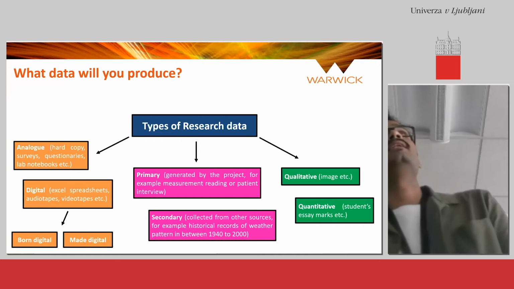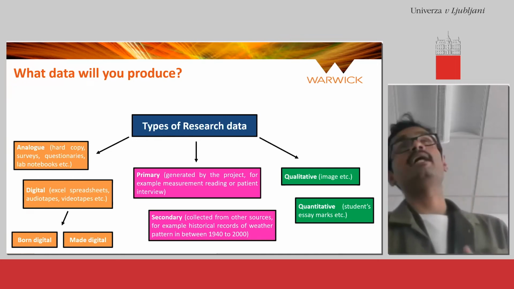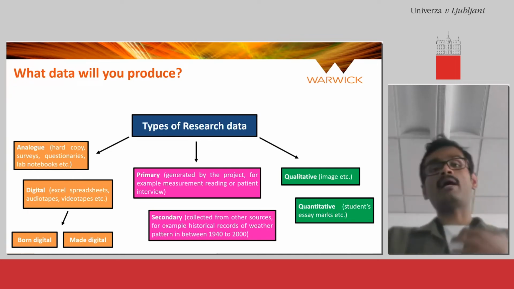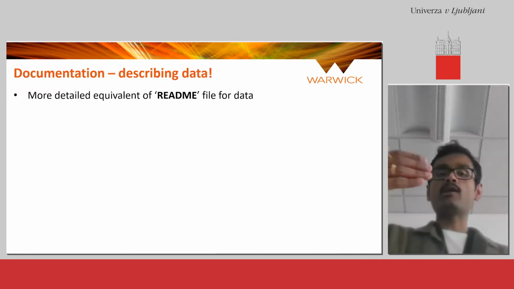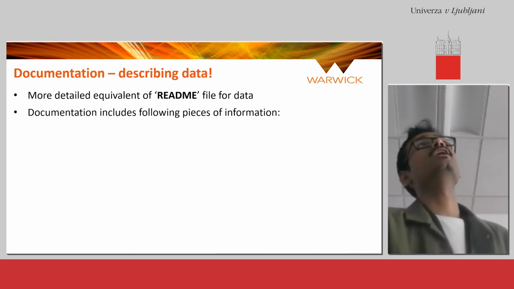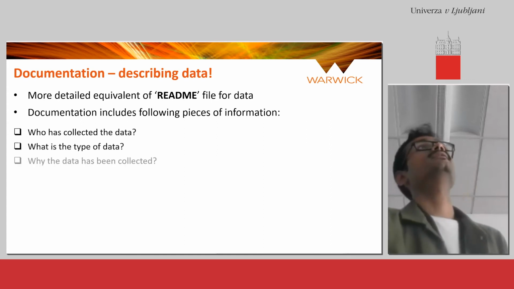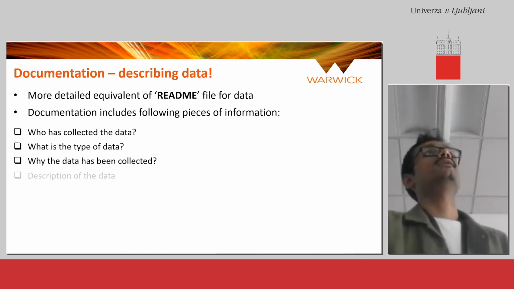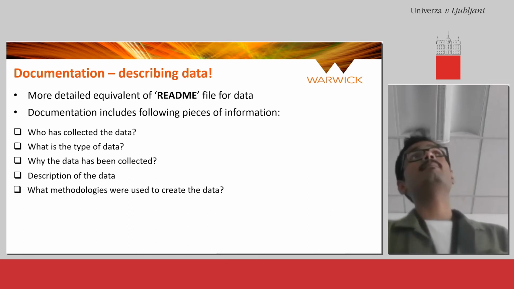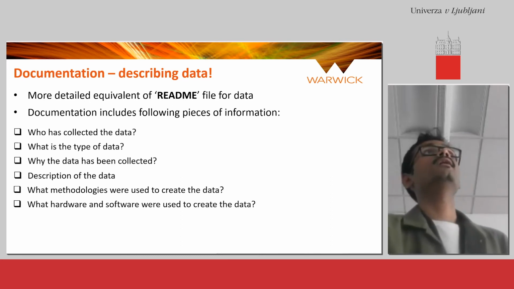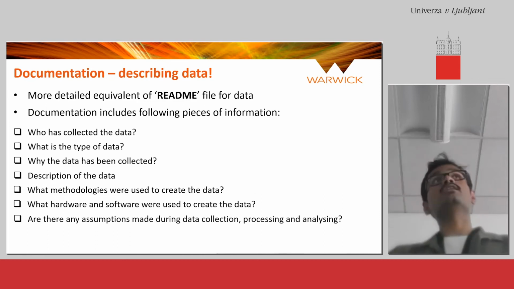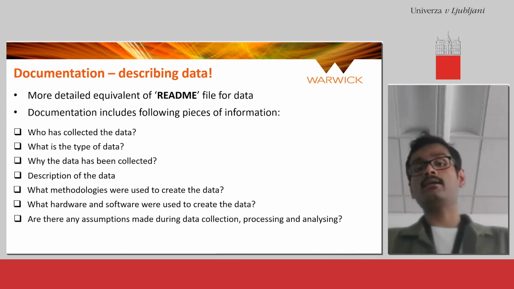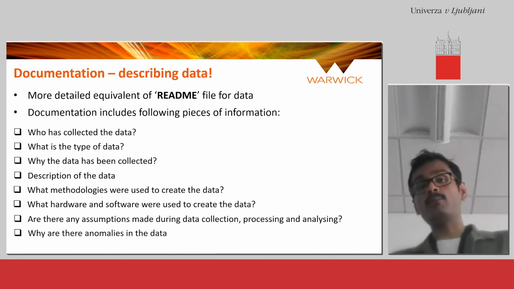So again, I won't cover this more, but make sure you know what type of data you will be collecting. Ask yourself, are you collecting primary data or secondary data? Documentation is a more detailed equivalent of a README file. What does it include? It includes who has collected this data, what is the type of data, why the data has been collected, a description of the data, what methodologies were used to create the data, were there any hardware or software you used to create the data, are there any assumptions during the data collection or processing or analyzing, and why are there anomalies in the data.